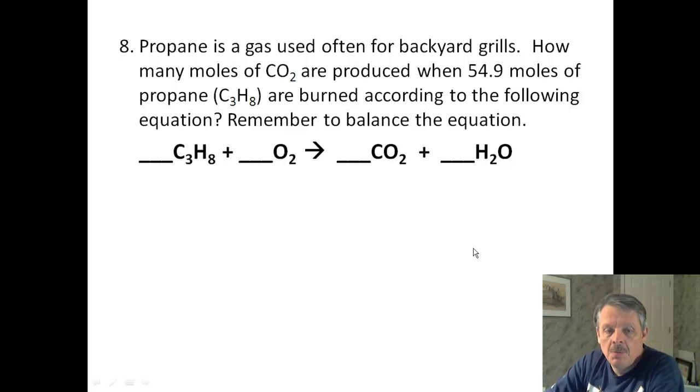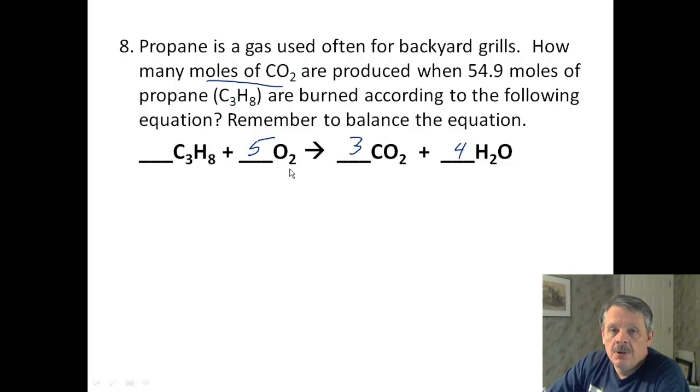Alright, number 8, last one. First, let's balance the equation. Let's see, we've got 3 carbons on the left, so we have to have 3 carbons on the right. We have 8 hydrogens on the left, so I have to have 4 waters. And that means that gives me 4 oxygens here and 6 oxygens there for a total of 10 oxygens. So a 5 goes there. Alright, so I now have a balanced chemical equation.